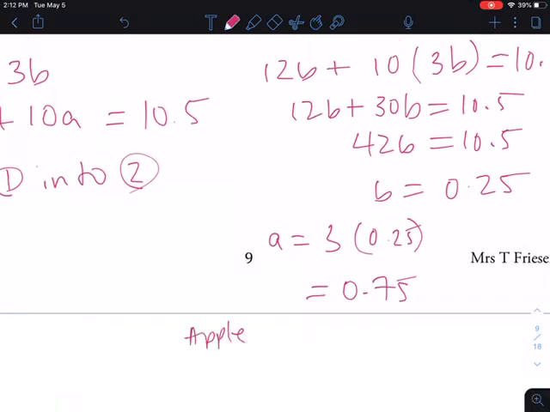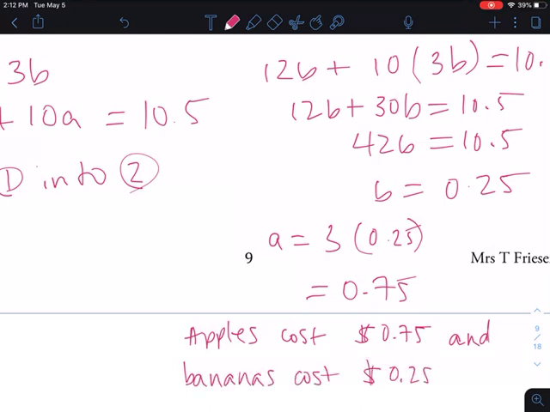Apples cost 75 cents. Remember to include our units because we're talking about money. And bananas cost 25 cents.